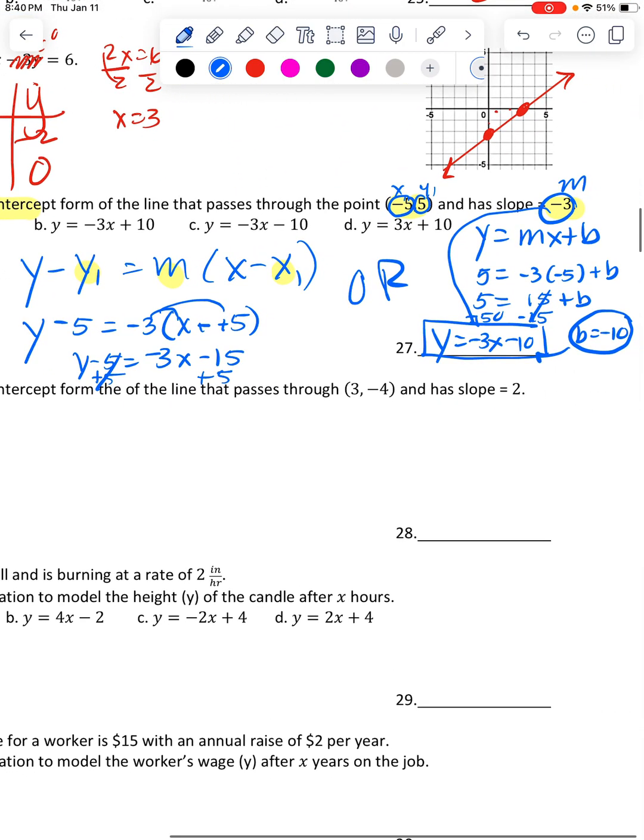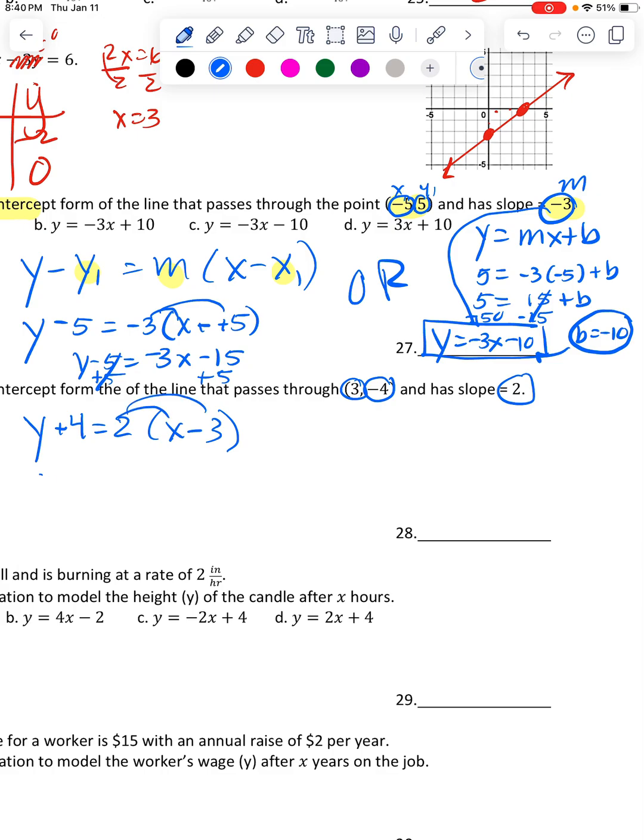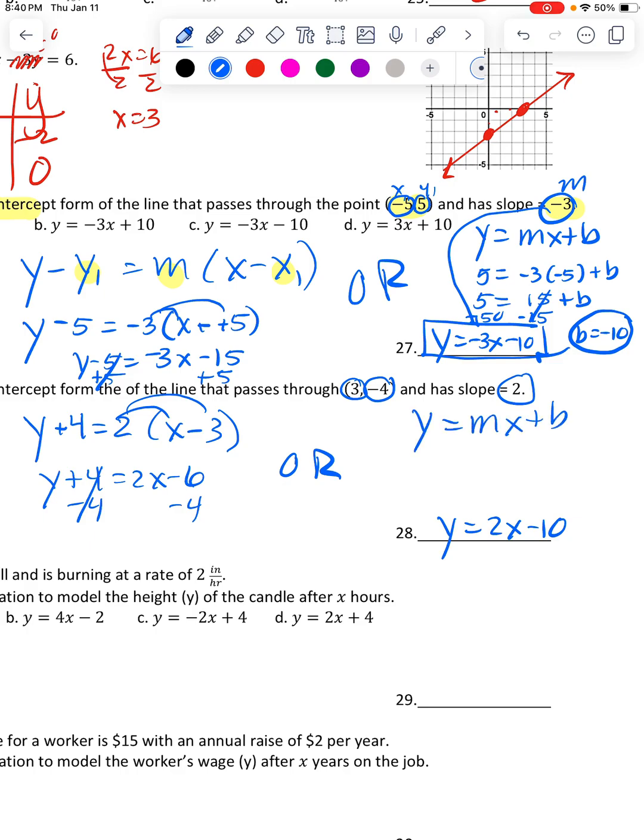All right, this is the same, so I'm going to do it real quick both ways. y minus my y value, which will put me at +4, equals slope times x minus my x value. Going to distribute my 2 every time, and then move this number over. So y equals 2x minus 10. Or if you like the other way, you can go ahead and put your y value in here from the point, the slope they gave you in here, the x value from the point.